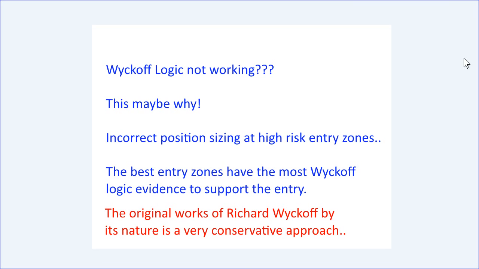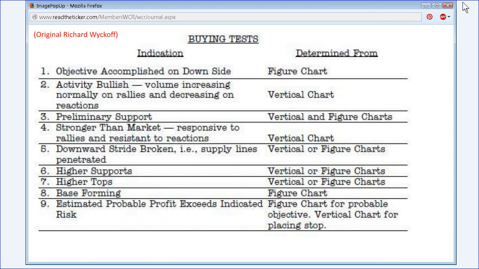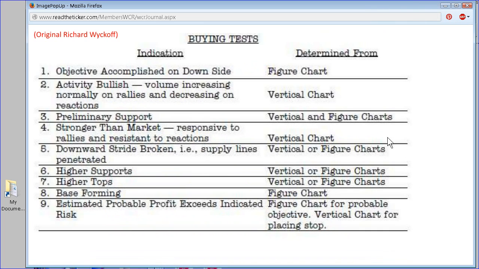The original Richard Wyckoff rules for entering a market were made up of 9 rules, and this basically says we need evidence that the distribution or the selling has stopped. We need evidence of accumulation. We also need evidence that it's the right accumulation. We need strong evidence that supply lines are broken. We'd like to see a higher top, price breaking into new ground above the supply line.